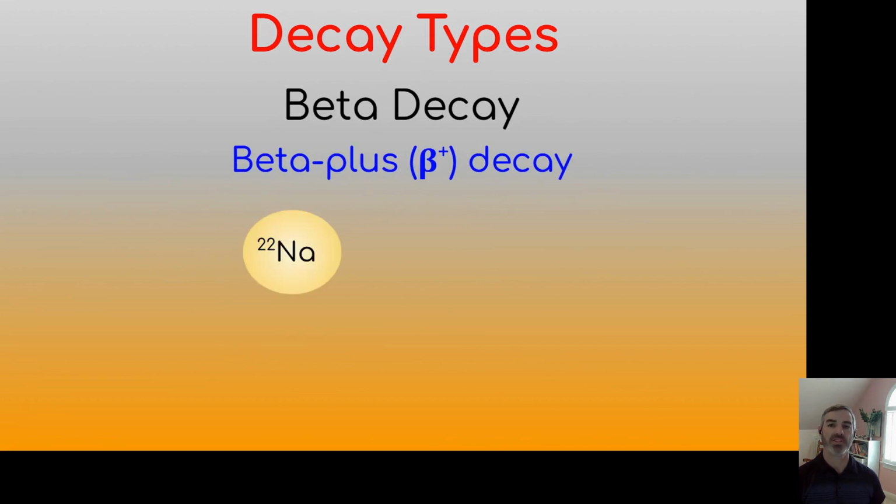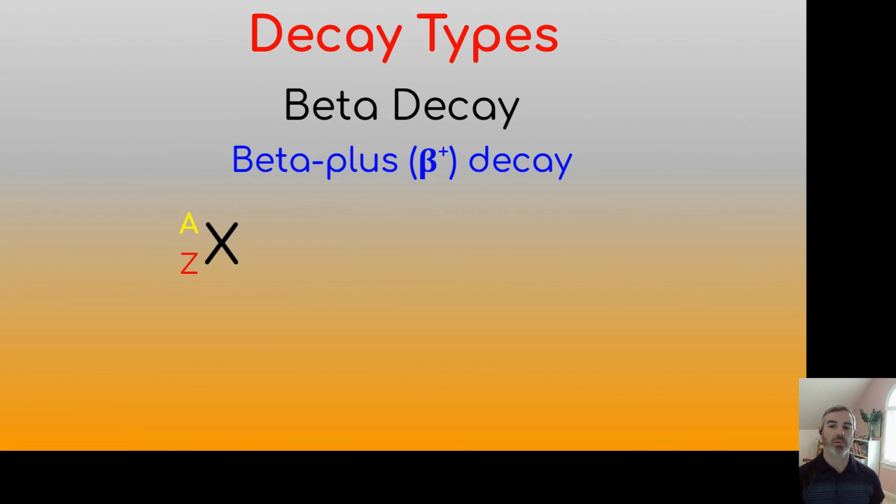So this happens with a sodium-22 molecule. Again, it has an unstable nucleus, and it breaks down into neon-22, a positron, and a neutrino. So we'll talk a little bit more about what a positron and neutrino are. So let's look at the generic equation, starting with the parent nucleus.